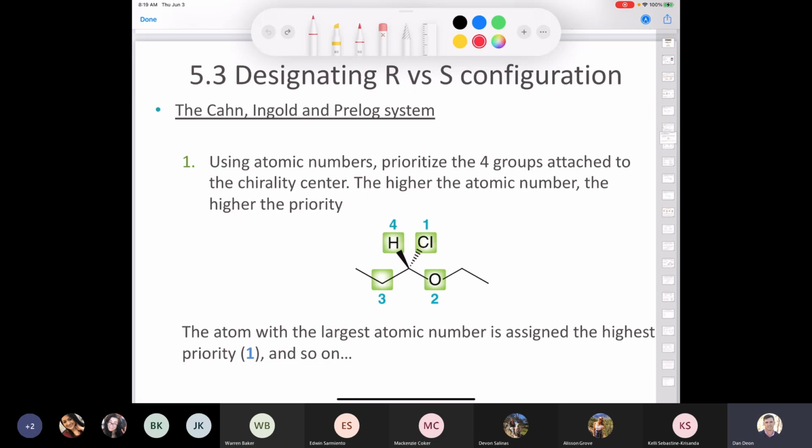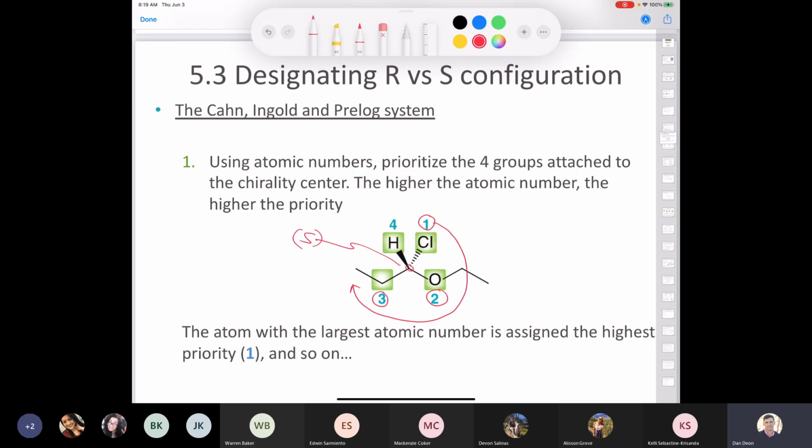But remember, we go from what? We go from 1 to 2 to 3, and we go around the chiral center. So we're going like this, which is going to the right, right? So that would be R. However, since our lowest priority group is coming out towards us, that means that this would be an S stereocenter.